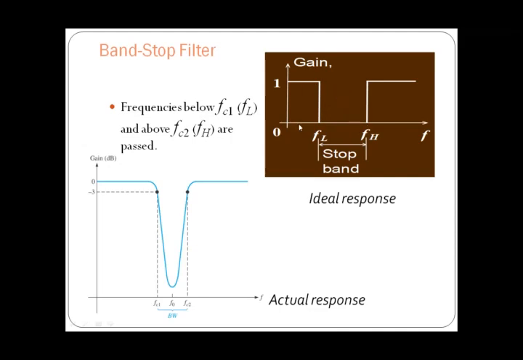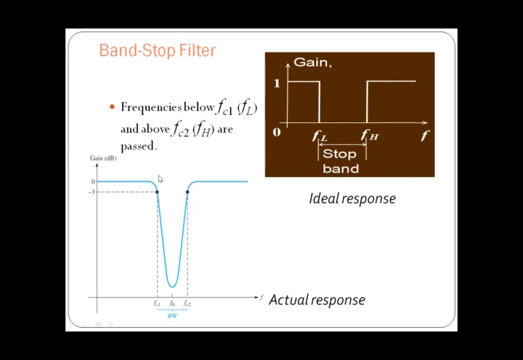As we have observed, this is the response of a low pass filter, which allows only the low frequency signals, and this is the response of a high pass filter, which allows only the high frequency signals. If we adjust the cutoff frequencies of a low pass and high pass filter, then we can obtain a band stop filter.